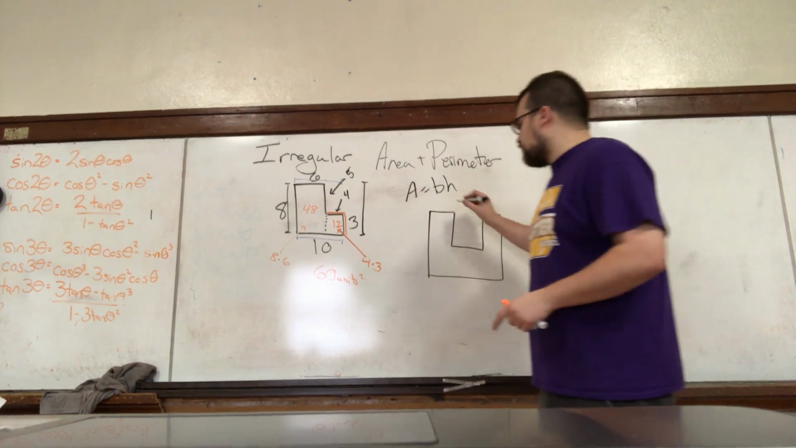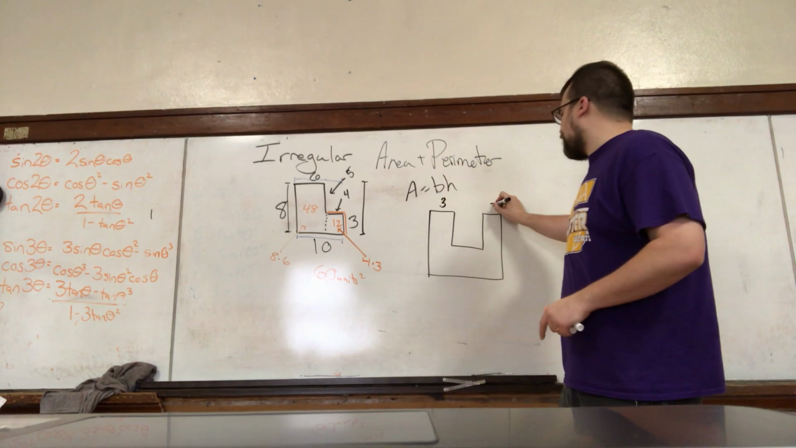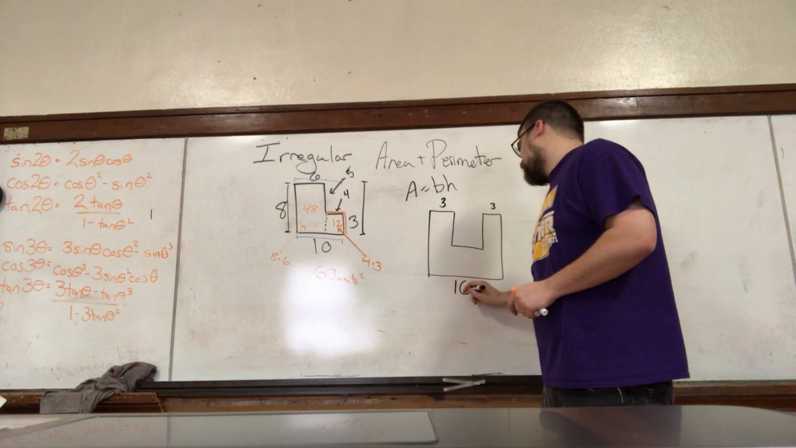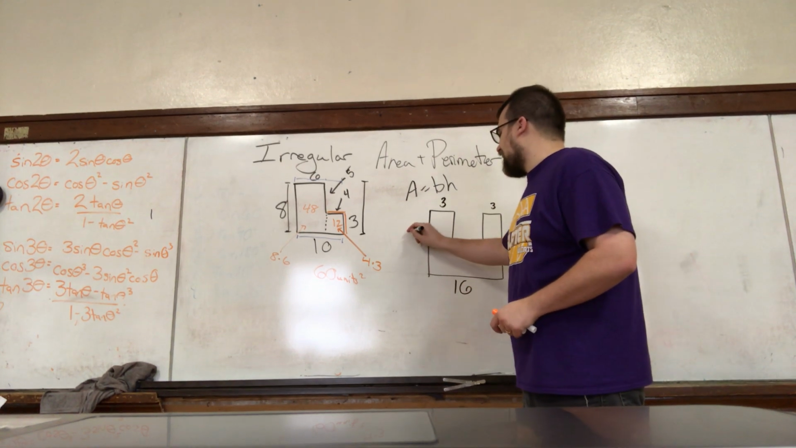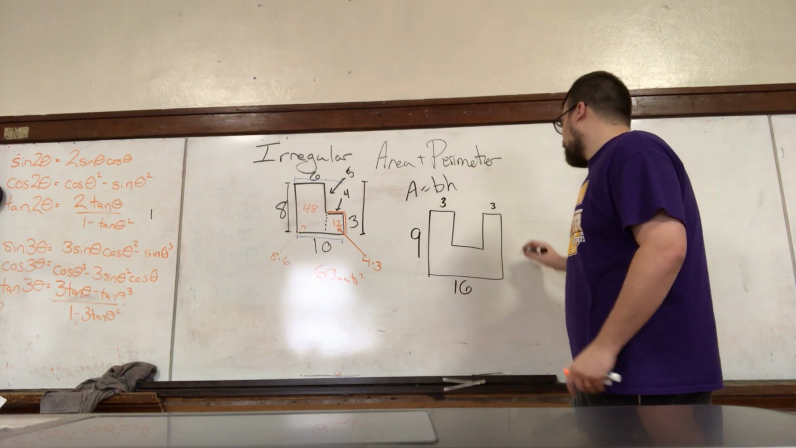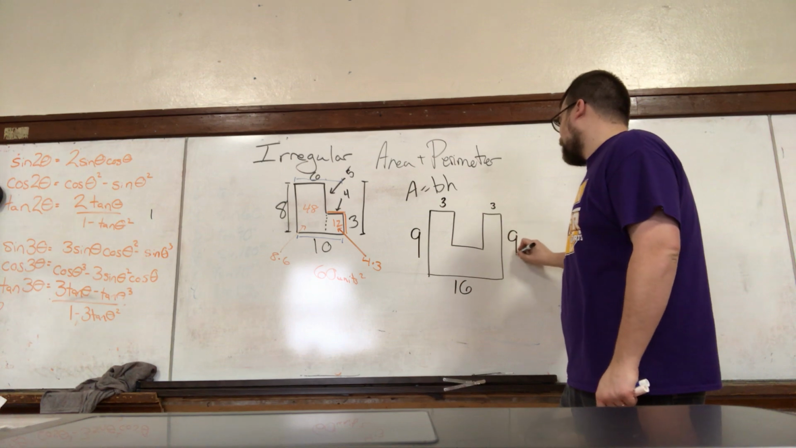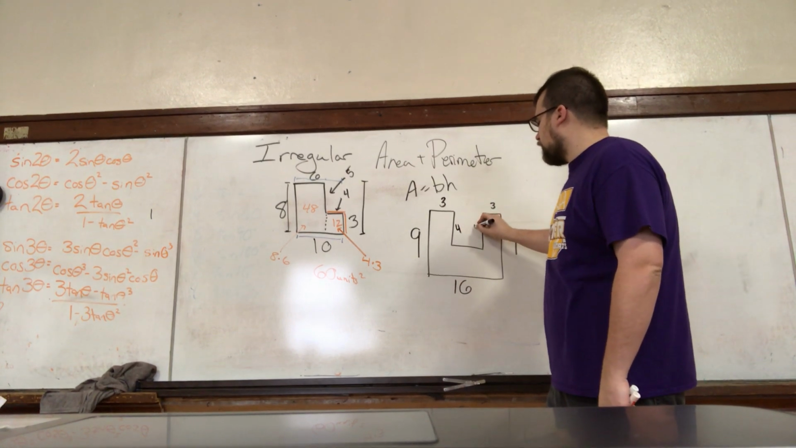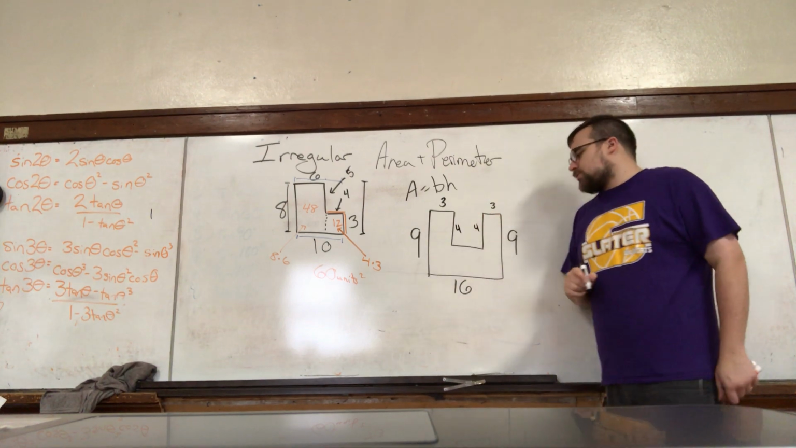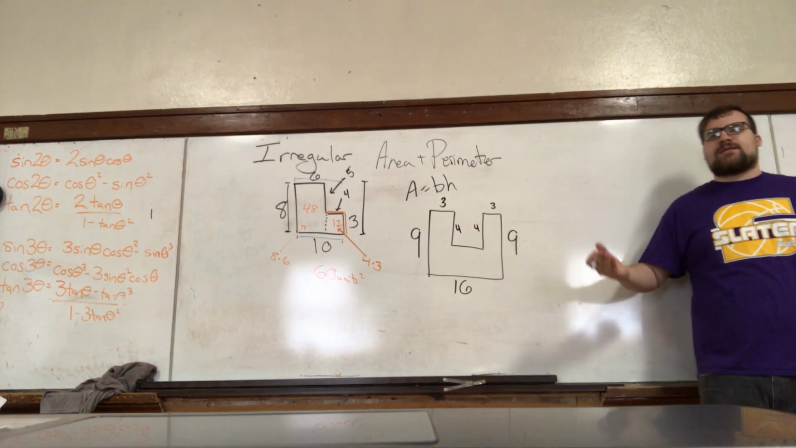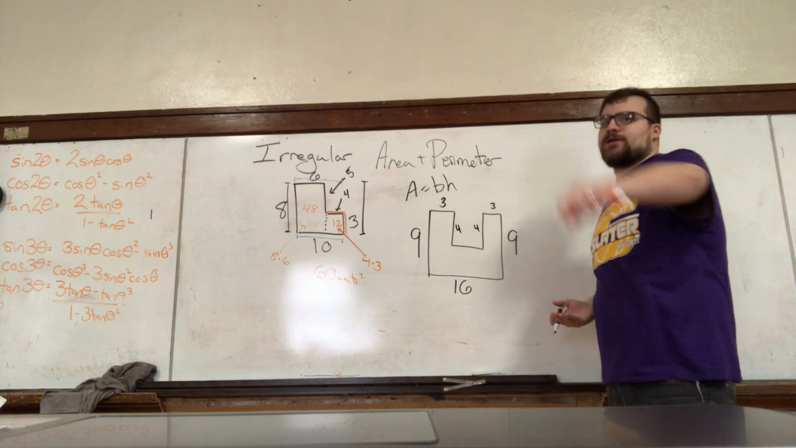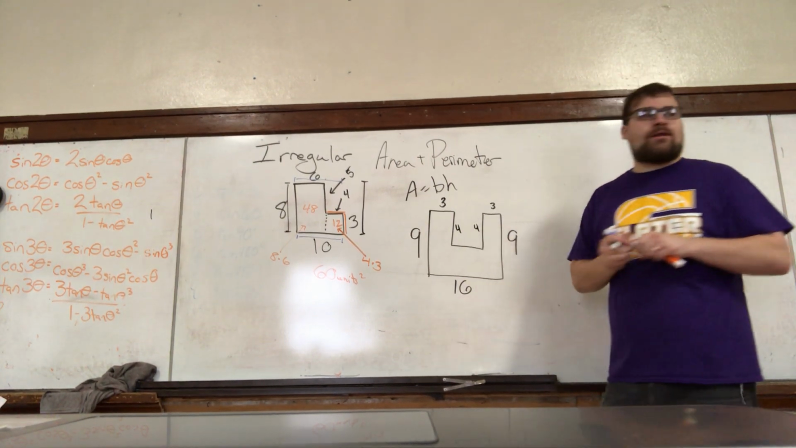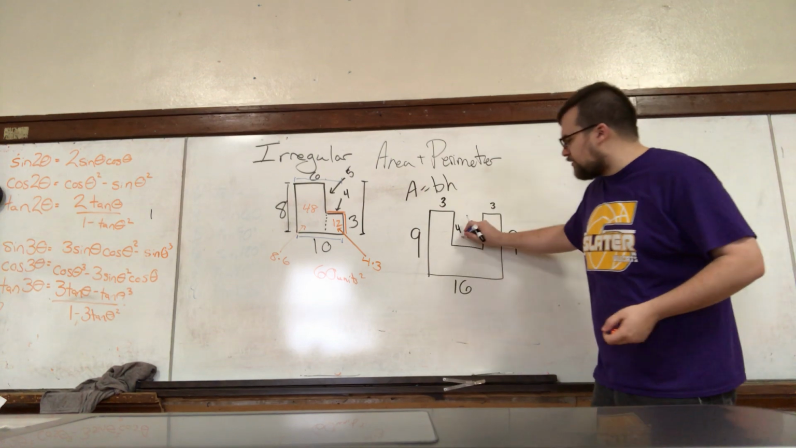So let me label some stuff here. I'm going to say 3 and 3. 16. 9. 9. And 4. And 4. So here's the question. Do we have any missing sides here? Yes. Carson, what is it? Yes, and it's 10. It's that middle side right there. We didn't know this automatically, but Carson says it's 10.